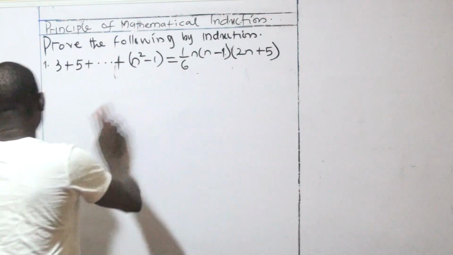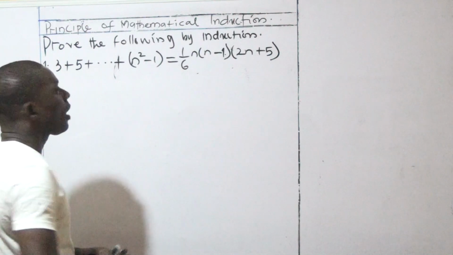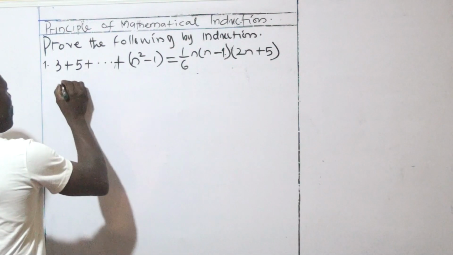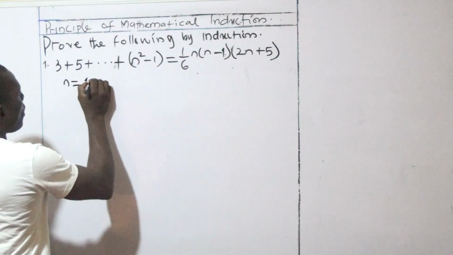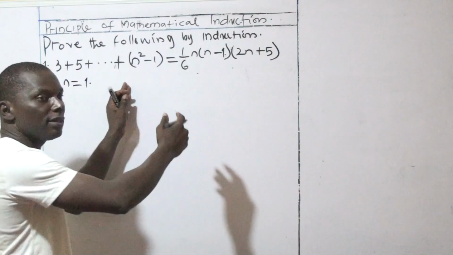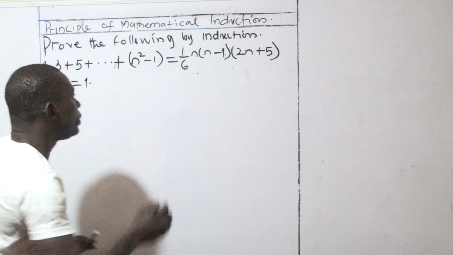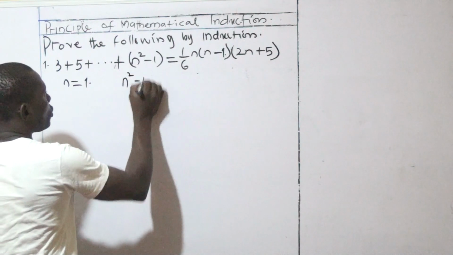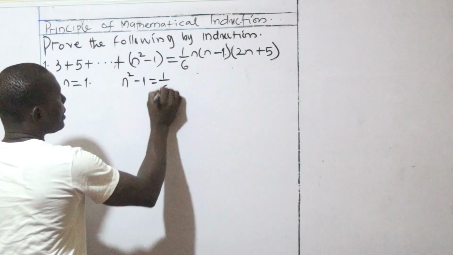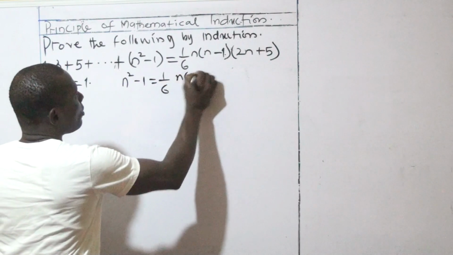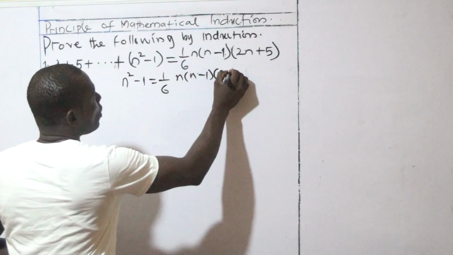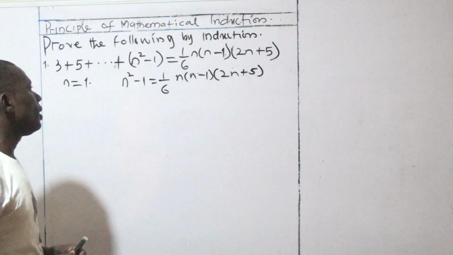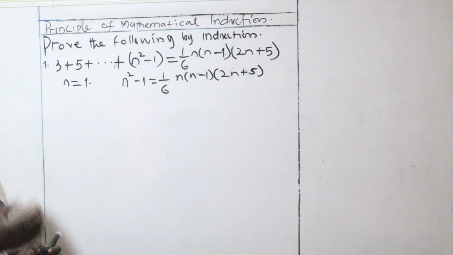The first one we have on our left hand side. I want to show that when n is equal to 1, the left hand side and the right hand side are equal. On the left hand side here we have n squared minus 1, and on the right hand side we have 1 over 6 n into n minus 1 open bracket 2n plus 5. So we will show that it is true in this case.